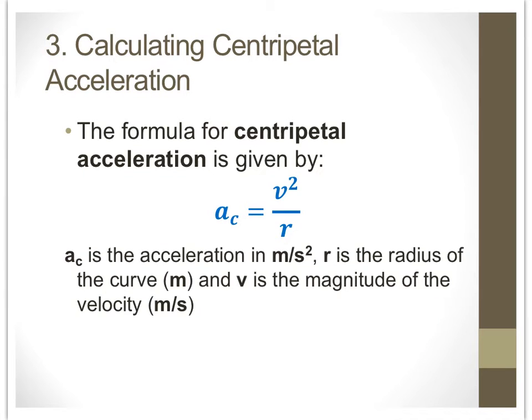Here we have the formula for calculating the centripetal acceleration, a sub c. That's just to distinguish it from our speeding up, slowing down acceleration that we talked about before. It's given by v squared over r, where v is the magnitude of the velocity, which is the same thing as the speed, and r is the radius of the curve. This is just another equation we have for finding acceleration that applies to that changing directions type of acceleration.